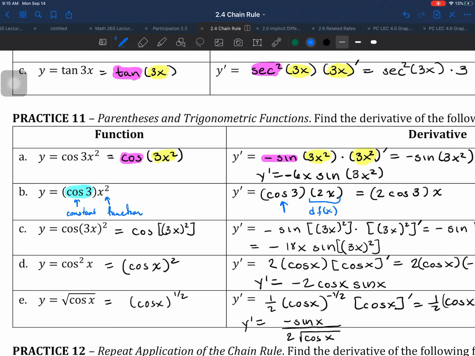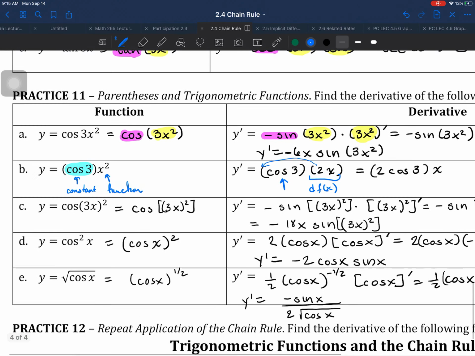The derivative of the function. So the derivative of x squared was 2x. Leave the constant as it is, and then you can move this to the front, and that's what we got, 2 cosine 3 of x times x, sorry.